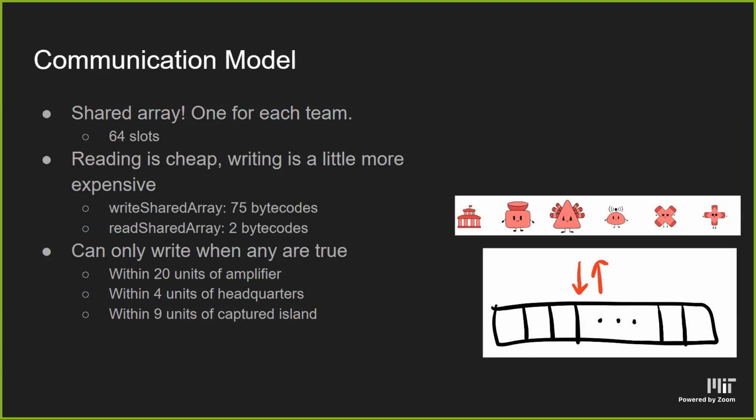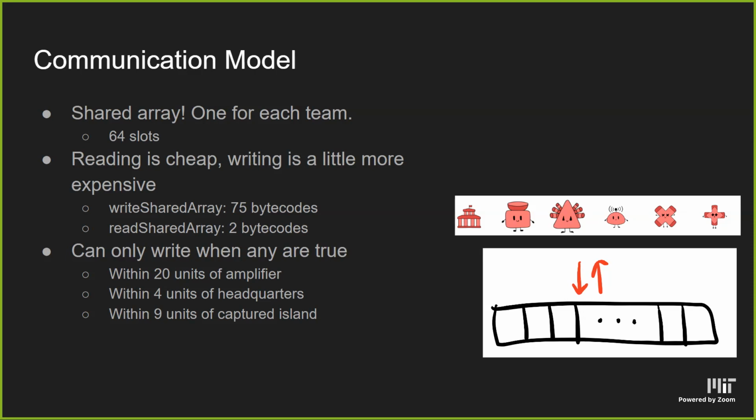This is just from the spec, so most of you should know this. The shared array, there's one for each team, and this shared array has 64 different slots in it. The max value we can write to each of those slots is 2 to the 16. Another thing to consider is that reading is cheap within this array, and writing is a little bit more expensive. Writing to the array costs you 75 bytecode versus reading costs you 2 bytecode.